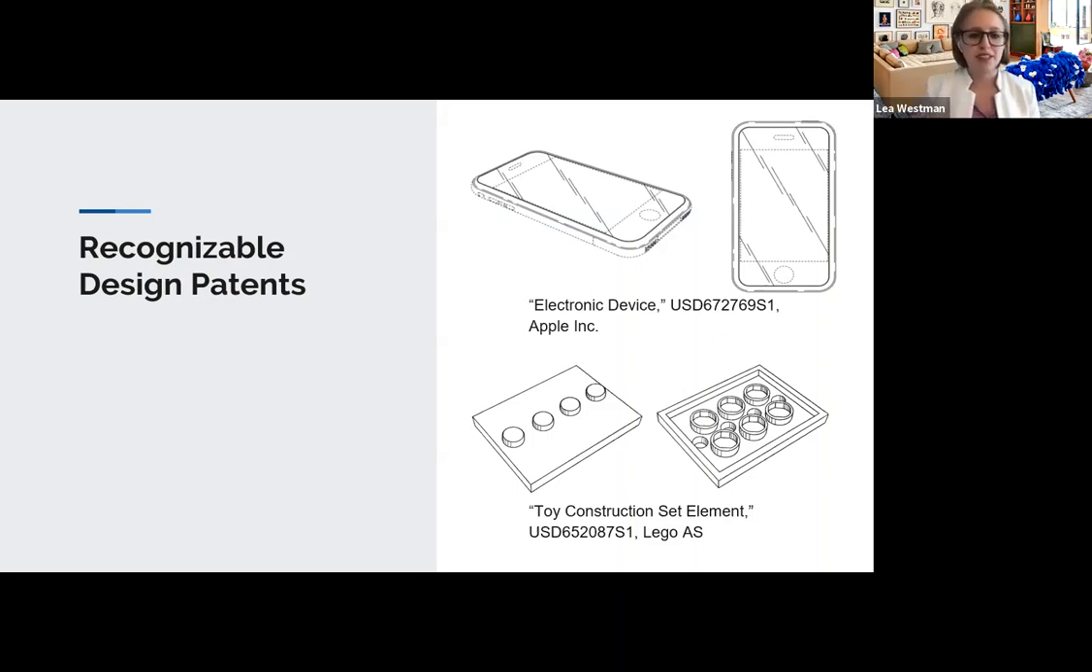So this is an iPhone at the top that is protected by a design patent that Apple owns. And I'm sure there's many iterations of designs that Apple has filed on. But that's part of the reason why a Samsung phone looks different than an Apple phone, right? And it's why we all have this ability when we're out and about, pre-pandemic, talking to people, we know right away if they have an iPhone or an Android based on what they're holding in their hand because of the design. It's the same thing below where you look at the toy construction set.